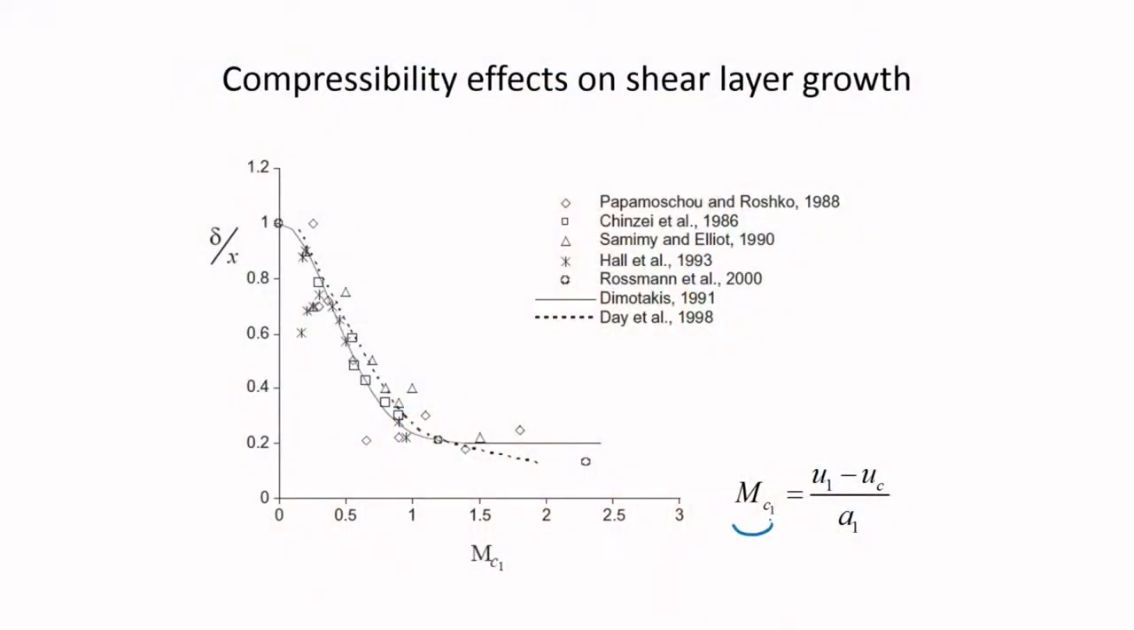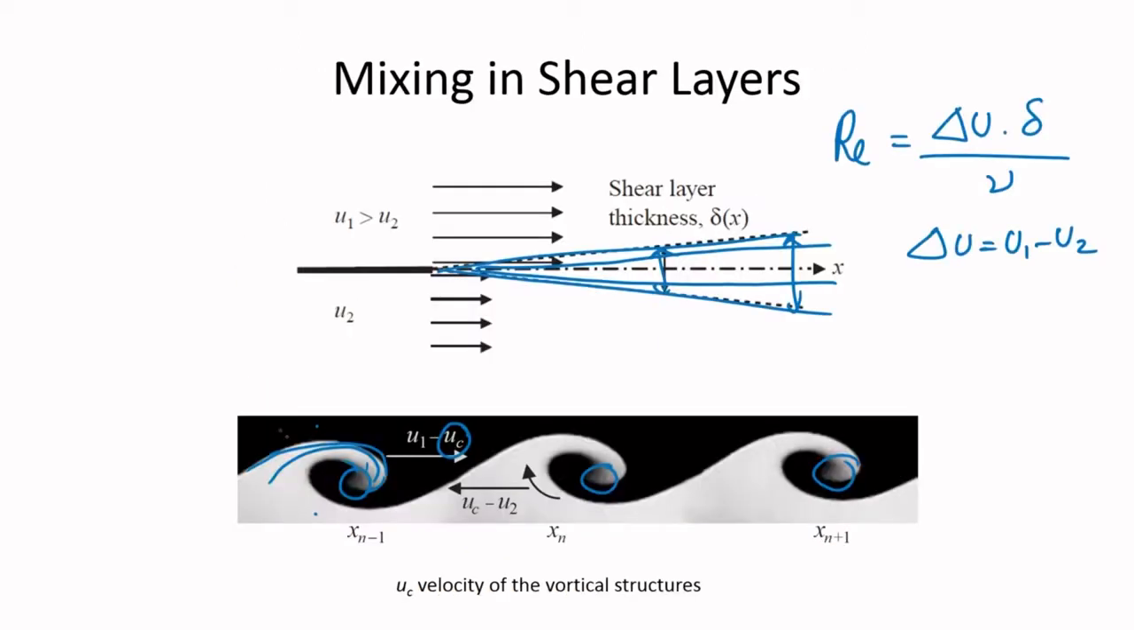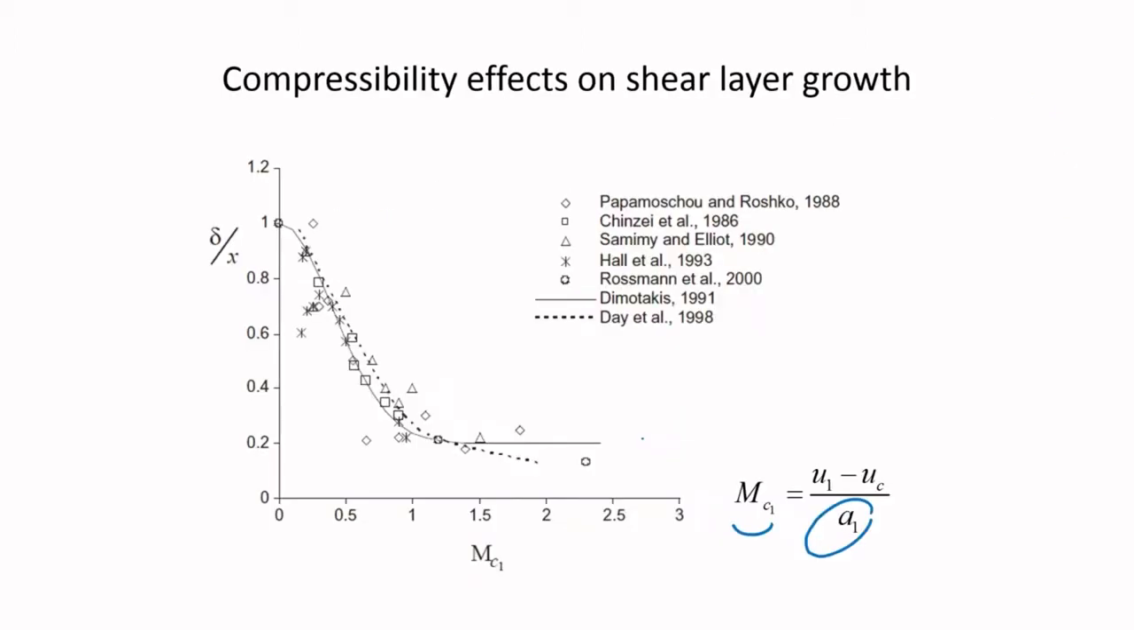As such, it turns out that it's very non-intuitive that if you define a convective Mach number like this, where M_C1 is equal to U1 minus U_C, where U_C is the convective velocity, divided by the sound speed in fluid 1. That is, this is fluid 1, this is the velocity U_C. If you define a convective Mach number based on that, which is defined as the difference between U1, that is the free stream velocity of 1, minus U_C, divided by A1, that is my convective Mach number.